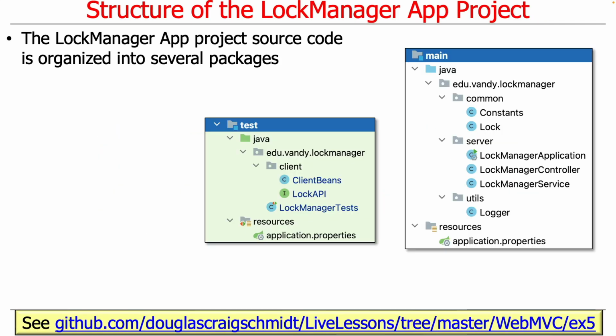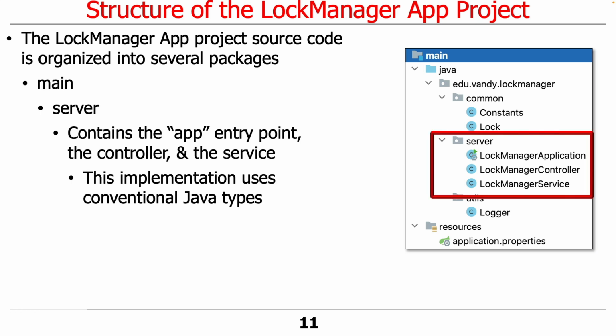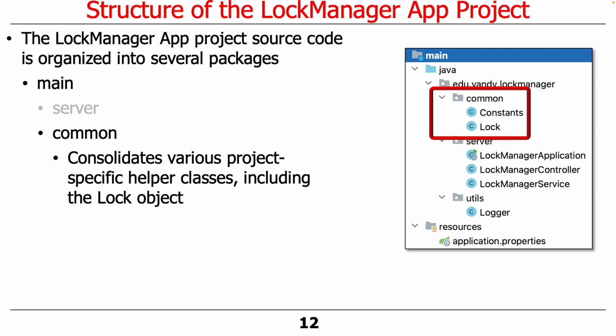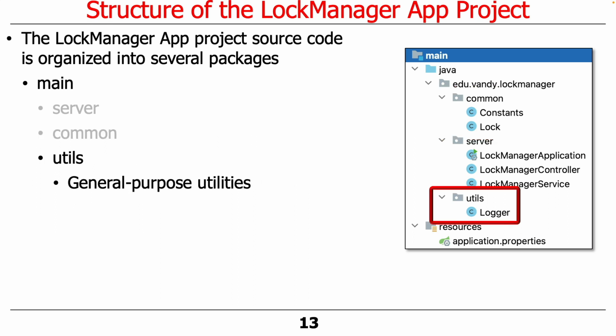So just a real quick synopsis of what's in the project, client and server part. We've got the server, which does all the interesting stuff, and then we have a test client using the classic Spring Boot test mechanisms. The server has all the things you'd expect, like the application, microservice, the controller, and the service implementation. This uses good old conventional Java types. We have a common module that defines some stuff that's shared between the client and the server, like the lock, for example. And then we have some utilities for logging.